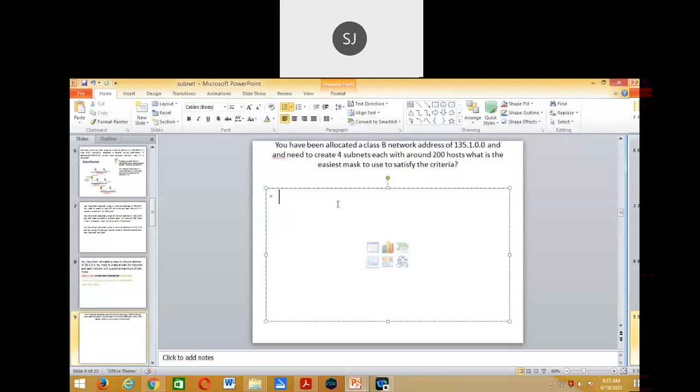So it is now for class B. For class B, how many bits are used for network ID and how many bits are used for host ID? 16 for network ID and 16 for host ID. Okay. Now, among the 16 bits that are reserved for host ID, how many bits are used for subnet?